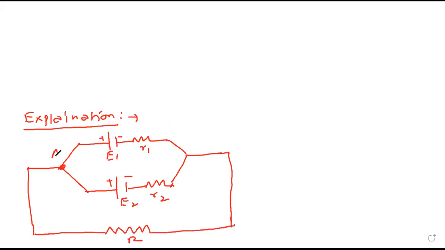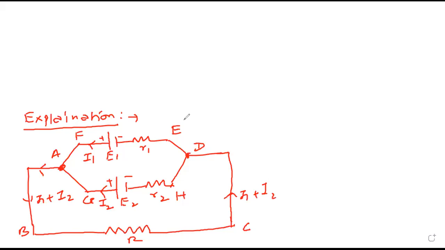I can call this junction as A, this point as B, this as C, this is D, E, F, G, H. Current from E1 is I1, current from E2 is I2. At this point, they will add, becomes I1 plus I2, pass through resistance. When it comes at D, I1 will enter in its path and I2 will enter in its path. So this is current flowing distribution I have shown in the diagram.